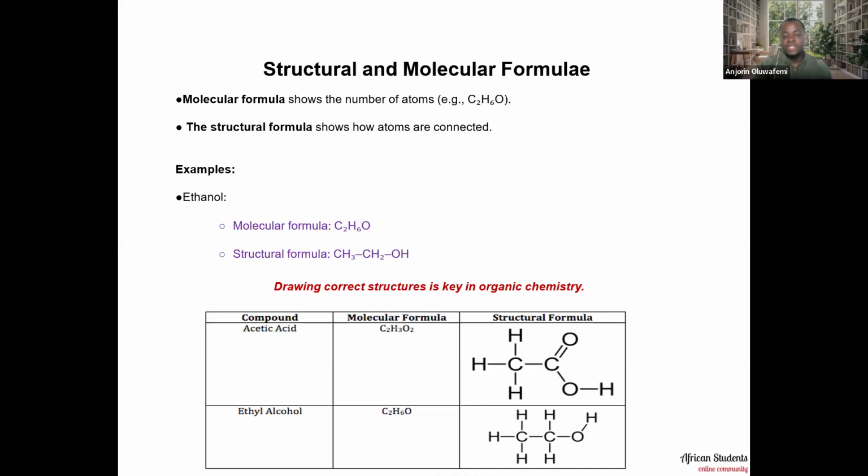Ethyl alcohol is another example, and this is C2H6O. Ethyl alcohol is just the same way as saying ethanol actually. So you see the way it is structurally, how it is written. So that's just the difference between structural and molecular formula.